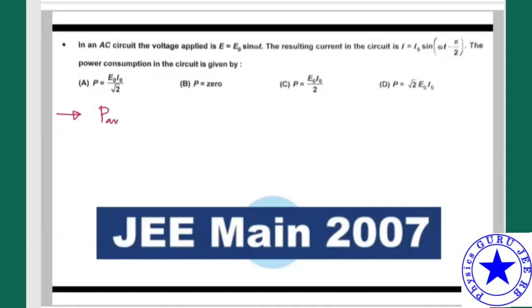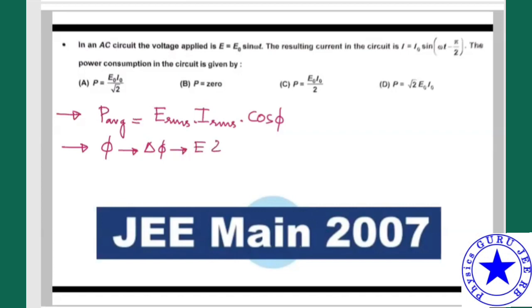So if I take average power consumption, it is E_RMS into I_RMS into cos phi. This is nothing but average power. Here phi is the phase difference between EMF and current in the circuit. What is phi? Phi is the phase difference between EMF and current. So what is E here?